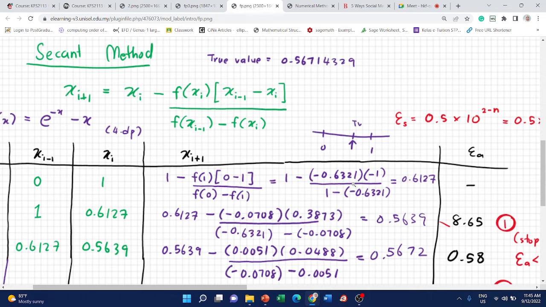Madam, yang part bawah ni f(0) minus f(1) yang bawah tu kan. Yelah, f(0) tadi tu dah tahu 1 kan? Masuklah sini 1. Oh, okay. Lepas tu f(1) tu negative 0.6321. So you masuklah, then you simplify. Okay madam.